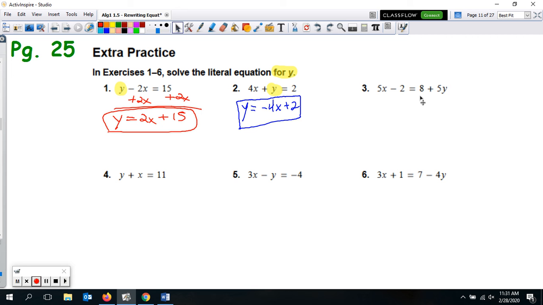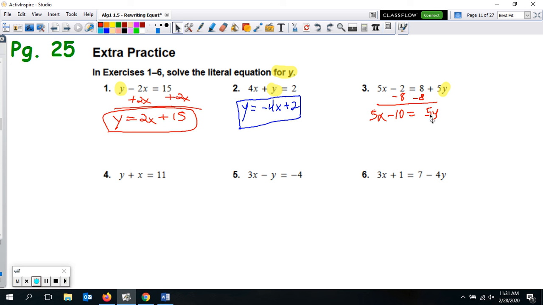Okay, so now on this next one, number 3, y is over here with that 5. We need to get this by itself. So the first thing we need to do is get this term by itself, 5y. And so to do that, we need to move the 8 to the other side. So we got to subtract 8 first from both sides. That way it cancels it here. I'm going to combine negative 2 and negative 8 to make a negative 10. So on the left side, I have a 5x minus 10. And now on the right side, I just have my 5y term. So now that's by itself.